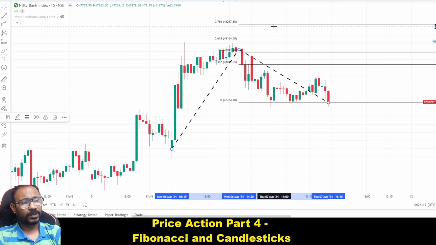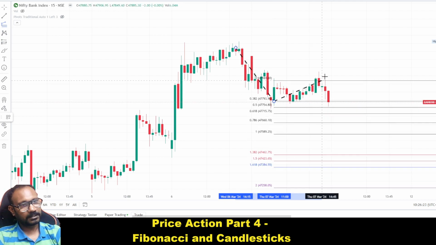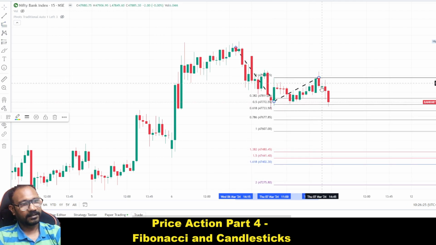Now I want to know what is the downside target, right? How do I arrive at it? In that case, you have to calculate the peak to the bottom to the peak. If I add, now what are the ranges that you get? These are the ranges that you get.